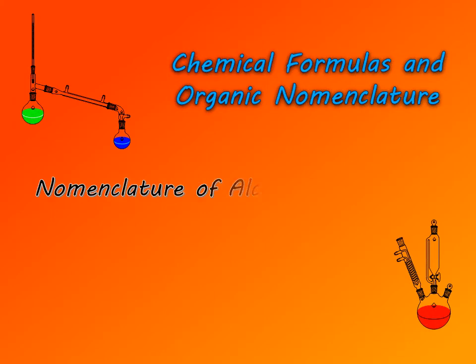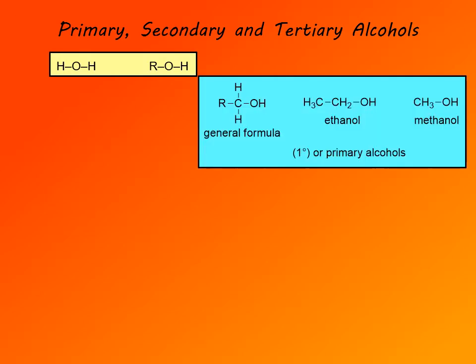In this video, we will examine nomenclature of alcohols and ethers. Alcohols can be considered to be derivatives of water, where one of the hydrogen atoms of water is replaced by a hydrocarbon, usually alkyl substituent. Alcohols are classified according to the degree of substitution of the carbon bonded to hydroxyl or OH group.